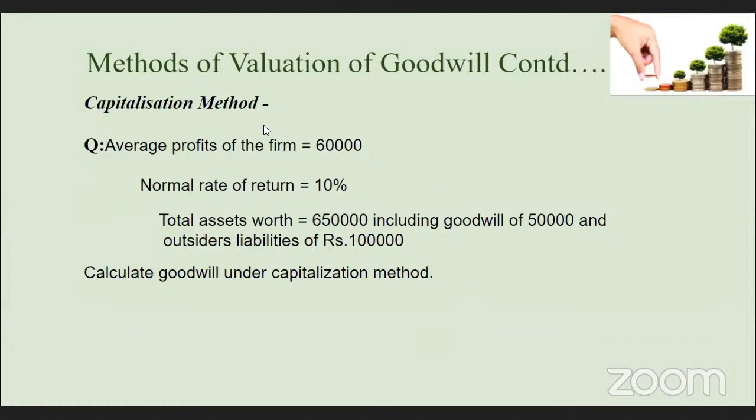Next one is the capitalization method. Under this you have the average profit method and the normal super profit method. Again, in the question a combination of the above two will be given: normal rate, total assets worth, and so on. Based on this, you will be asked to calculate the goodwill.